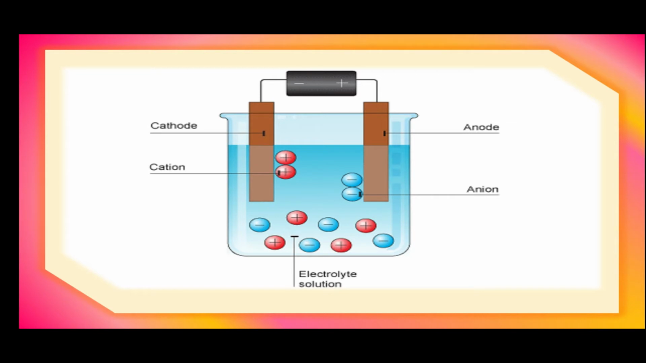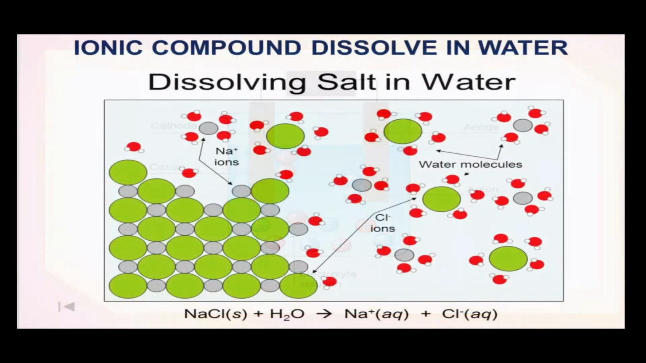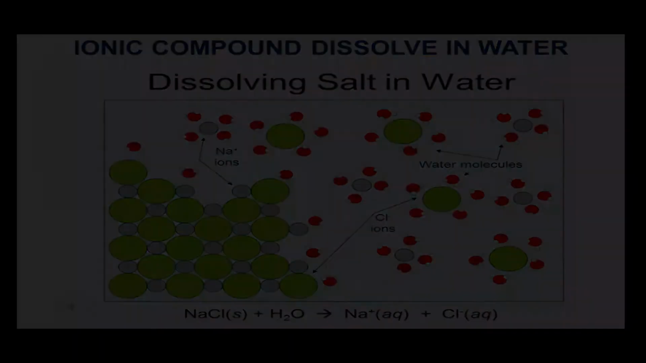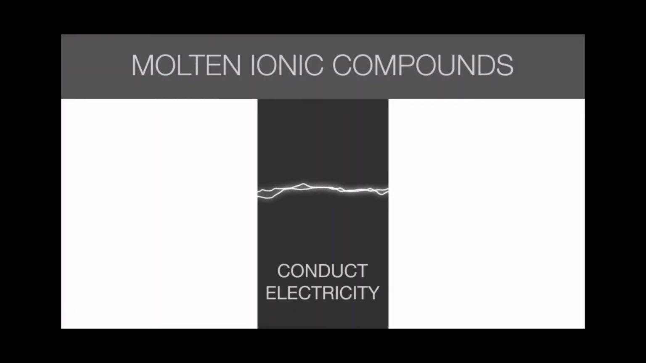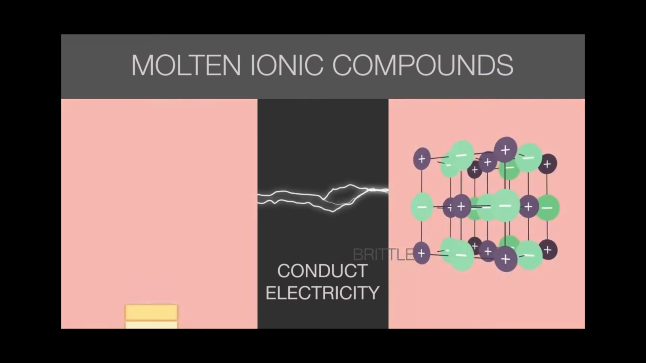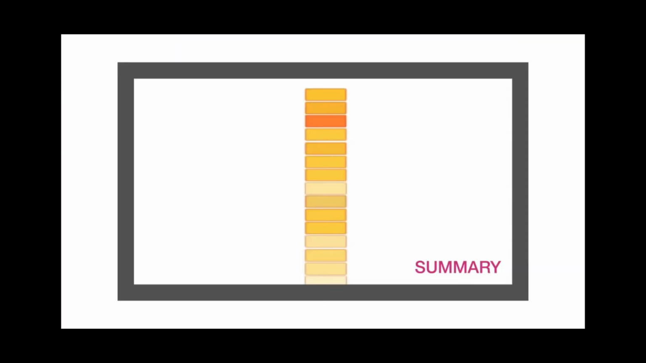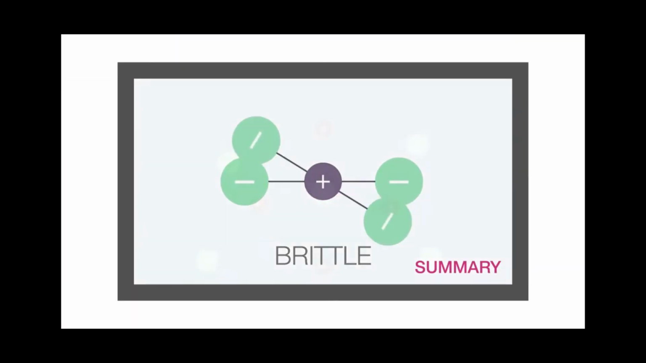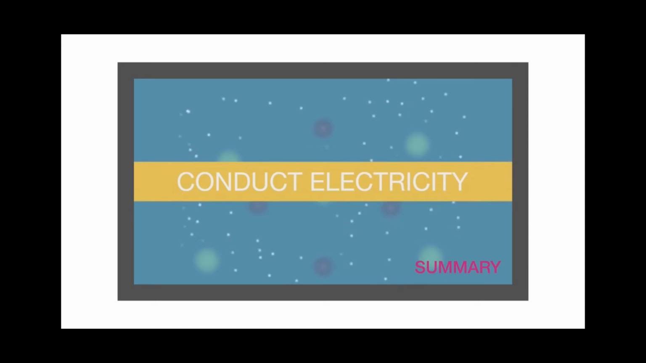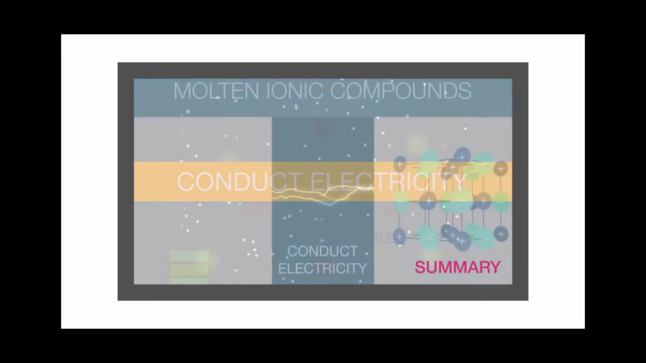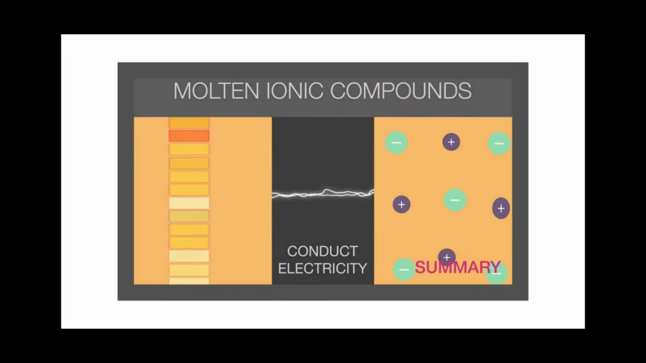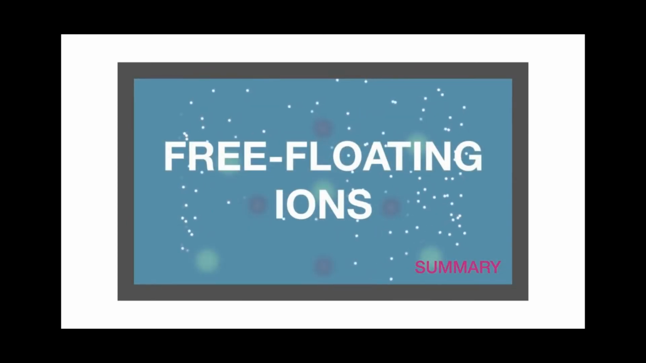When an ionic compound like salt is dissolved in water, the ions break out individually into cations and anions. These ions are then free to move. When the electrodes are dipped into the salt solution, the cations flow into the negative electrodes, while the anions flow into the positive electrodes, causing electricity to flow.